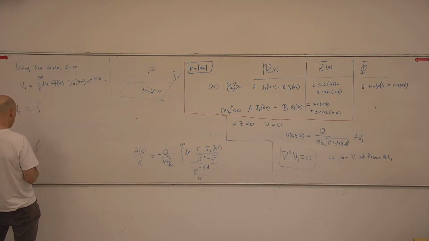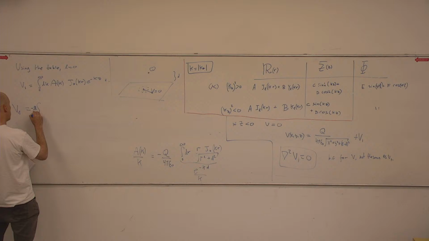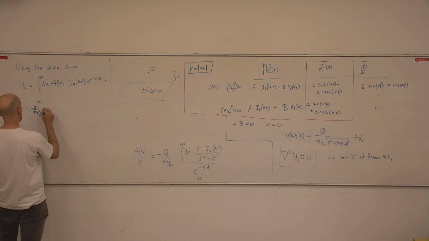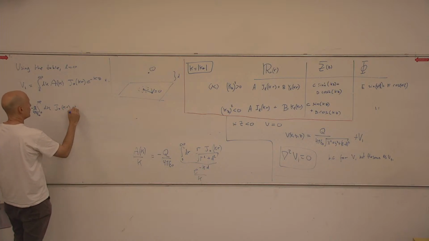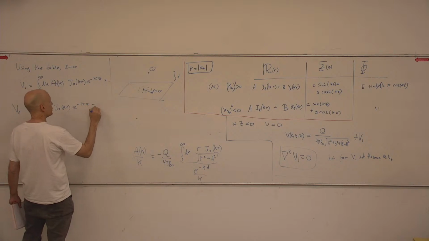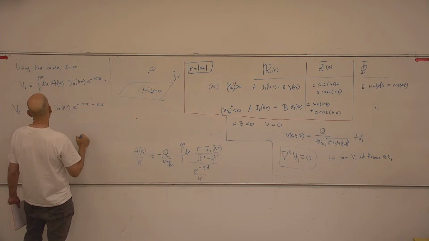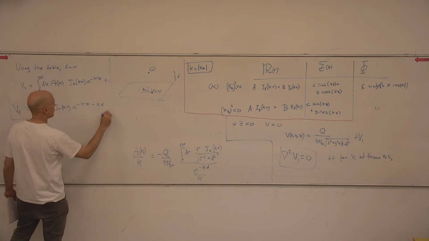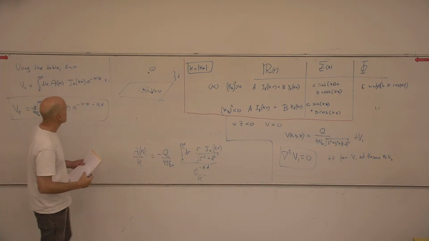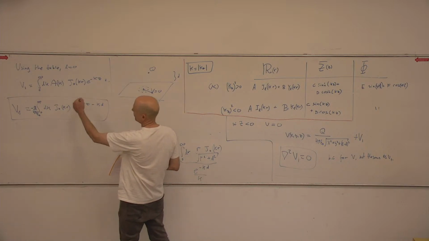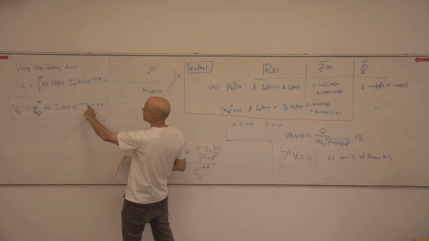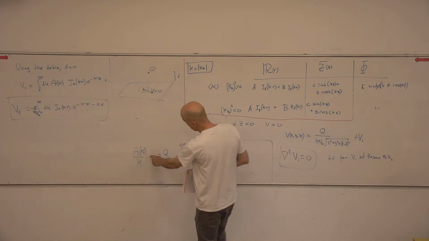Okay, you have the minus q 4 pi epsilon 0, integral from 0 to infinity dk, this is this dk, j0 kr, and here I have e to the minus kz minus kd. This is my potential. So kz just implies decay when z is big. This minus kd came from this ak.